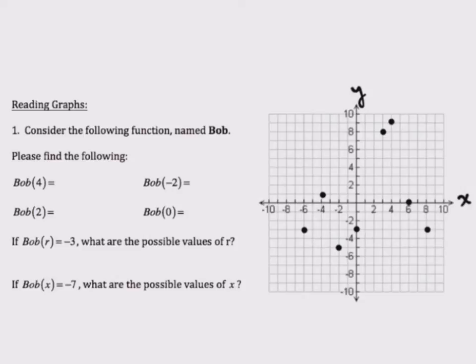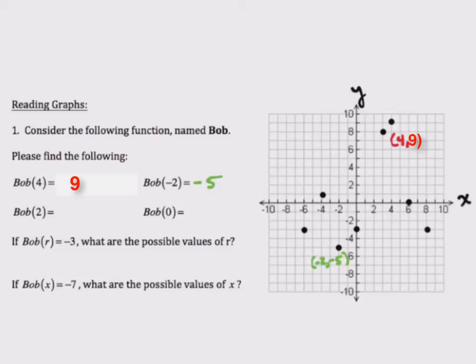Alright, so if the input is 4, let's just find 4 on our input axis. It appears that our output is 9. We have the ordered pair (4, 9) right here, so we say that Bob of 4 is 9. Let's try Bob of -2. Let's find -2 on our input axis, and it appears that the output is -5. We've got the ordered pair (-2, -5) right down here. So we'd say that Bob of -2 is -5.